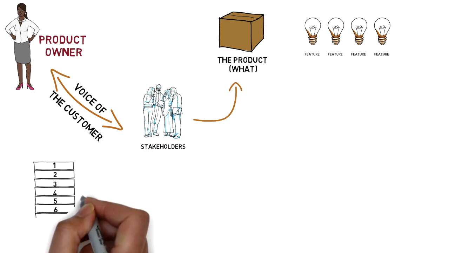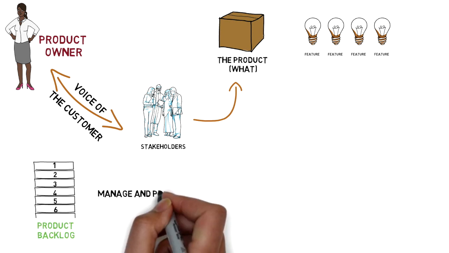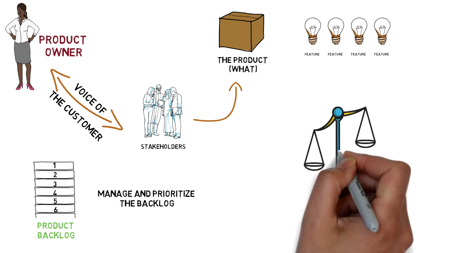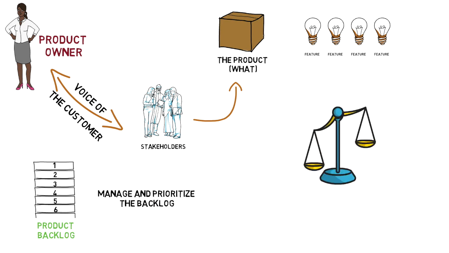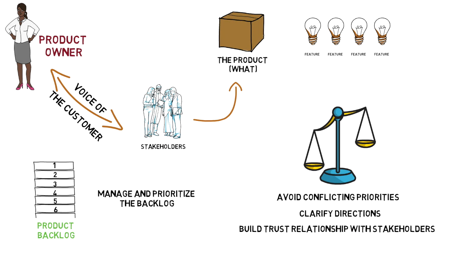The product owner is the sole person responsible for maintaining the product backlog and ensuring that everyone knows the priorities. Prioritizing the work is another big responsibility of the product owner, because conflicting priorities and unclear directions will reduce the effectiveness of the team, and also it could break the trust relationship that the development team might have built with the stakeholders and customers.